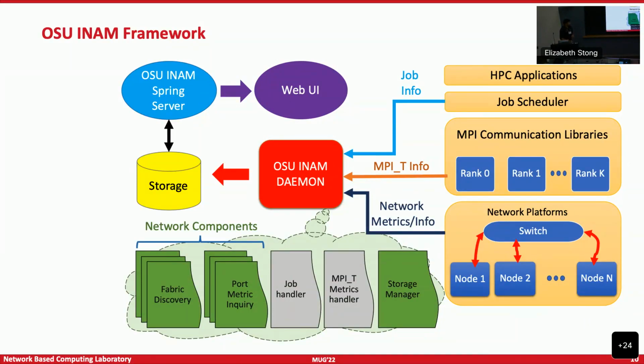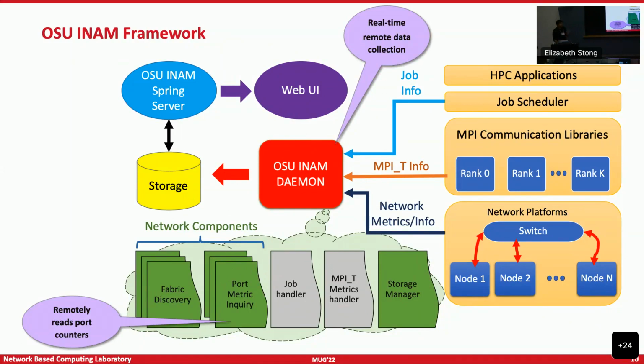On the back end, we'll have a server with the daemon running, which collects data from a lot of different entities on your HPC system and stores it on a high-performance storage, which can currently be either MySQL or InfluxDB. And these are the kind of metrics that we query from the fabric, the job scheduler, as well as the MPI runtime. So all of these are queried in real time and remotely. So that is one important thing.